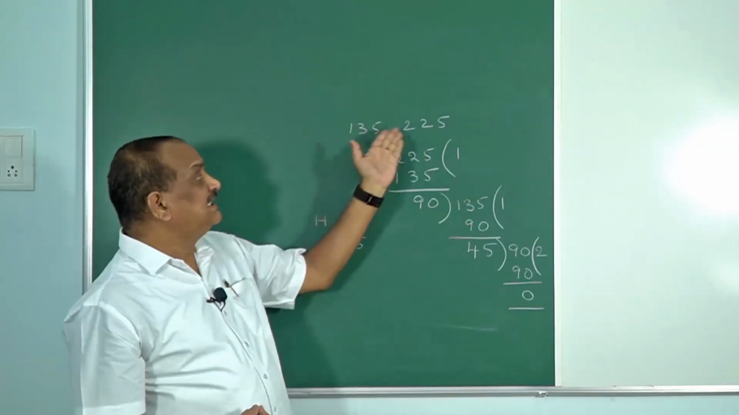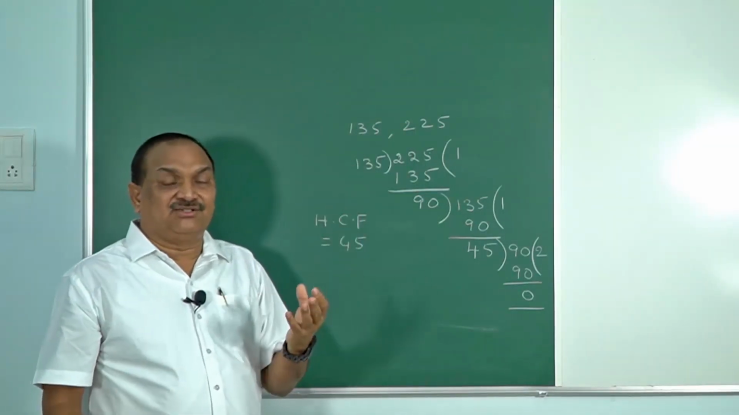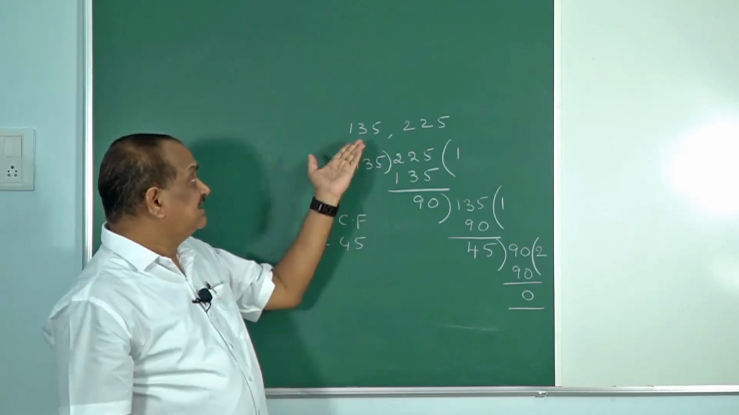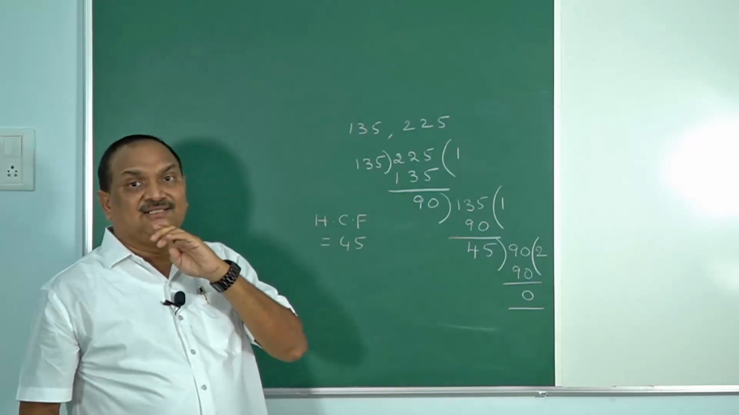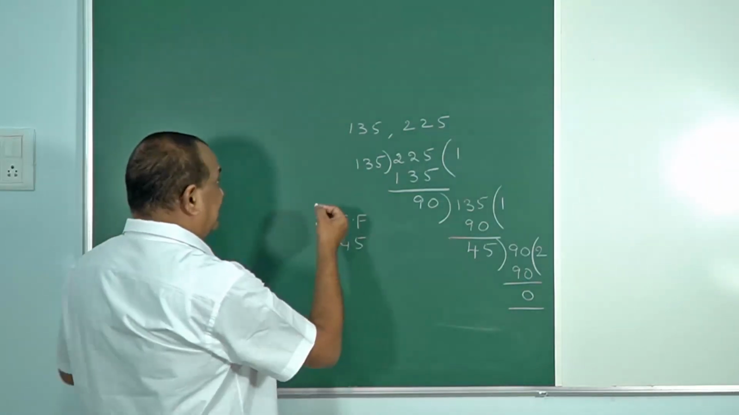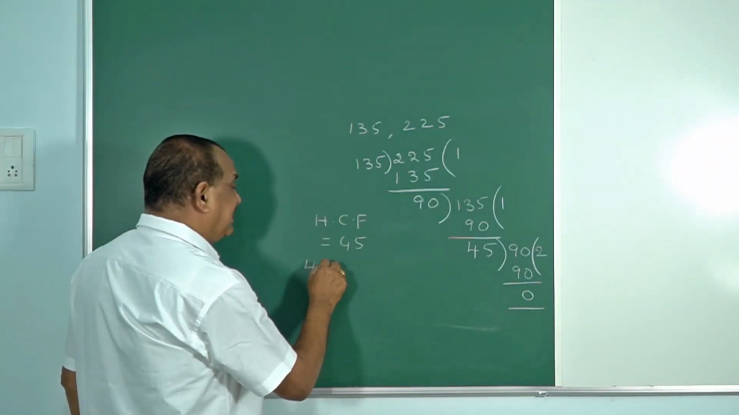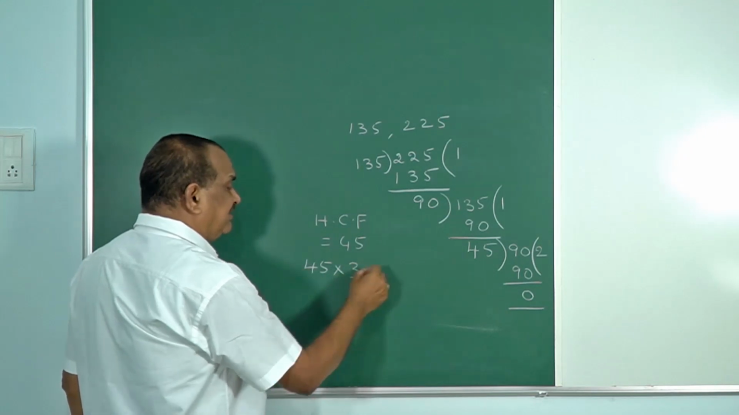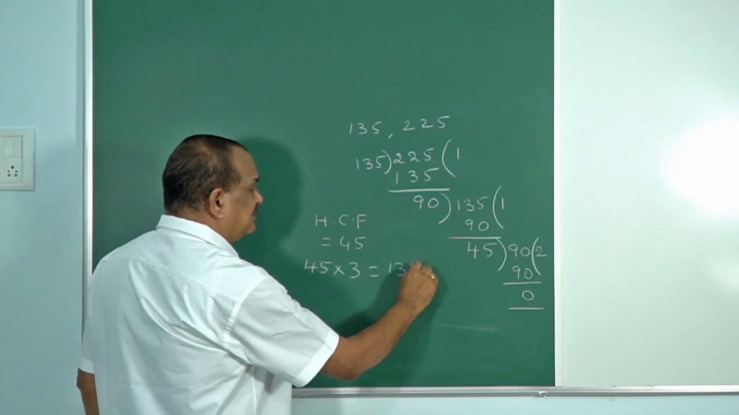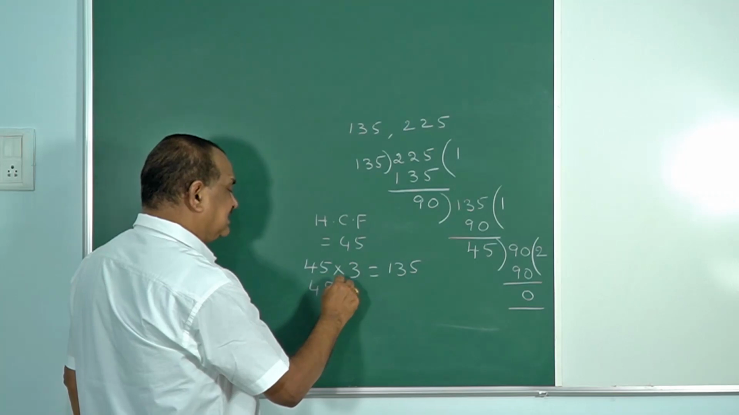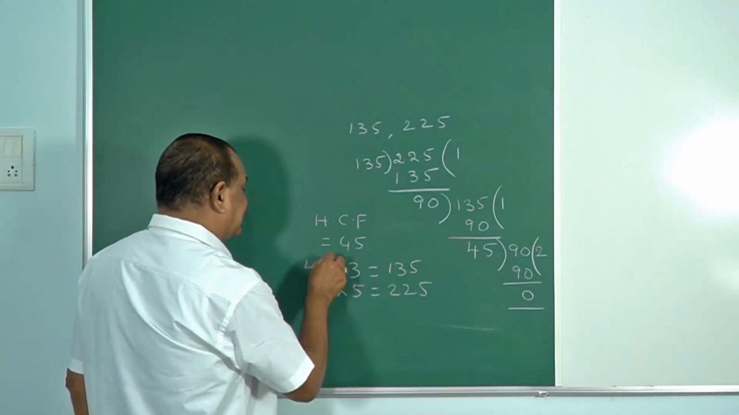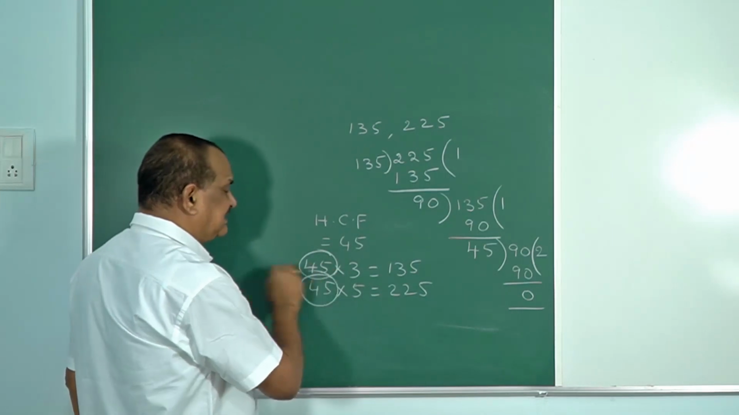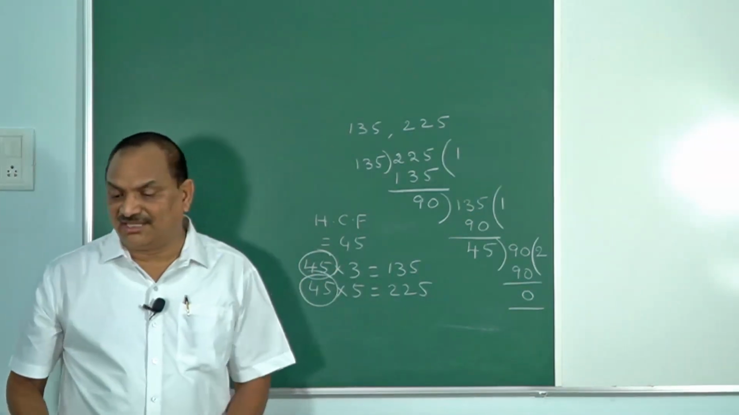You also can see 5, but 5 is not the HCF. Why? Because there is another one which is larger than 5. It can be 15 you have there. So just for your understanding, why is it 45? 45 times 3 is the first number, and 45 times 5 is the second number, and that's how we got this 45 as the HCF of the two numbers we are given.